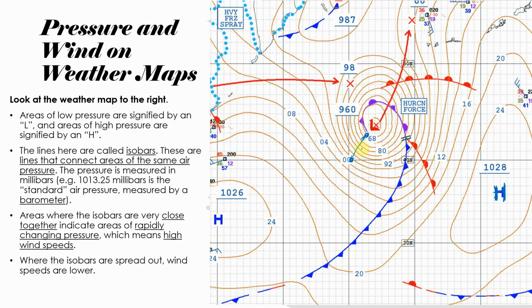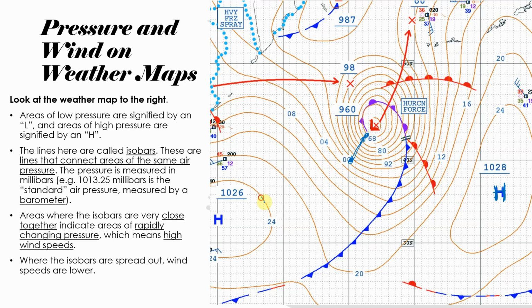Now, when this happens, it means that there's going to be a lot more force pushing the air from here over into this direction here. So when you see the isobars being close together, it means that you're going to have a lot higher wind speeds. There's a big difference in a very, very small area, so you have high wind speeds.